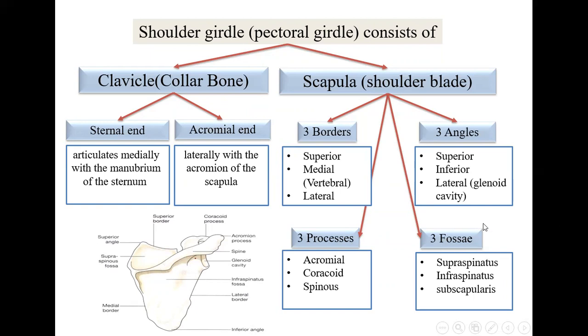Then we have three fossae. See, all these are three borders, three angles, three processes, as well as three fossae. Fossa means space. Okay. One is the supraspinous fossa. Above this spine, there is an area. This is called the supraspinous fossa, where the supraspinatus muscle will be attached.